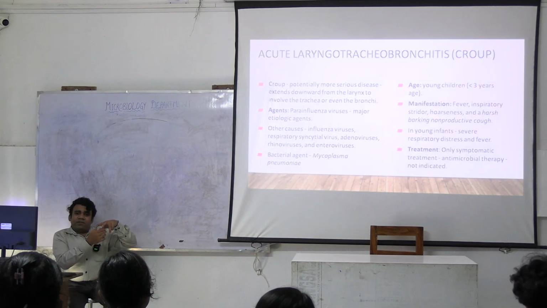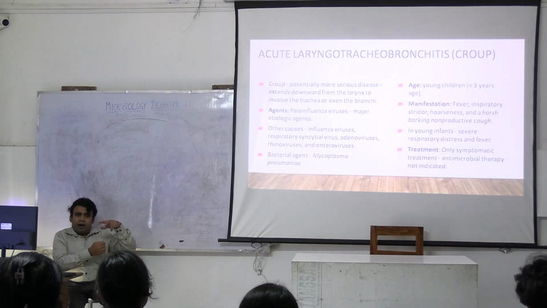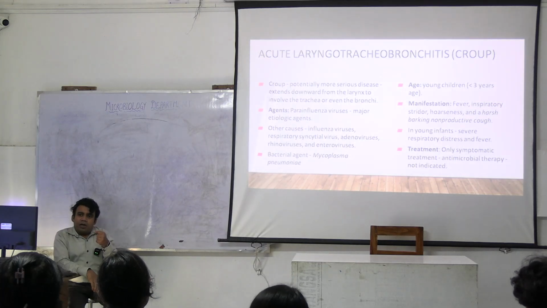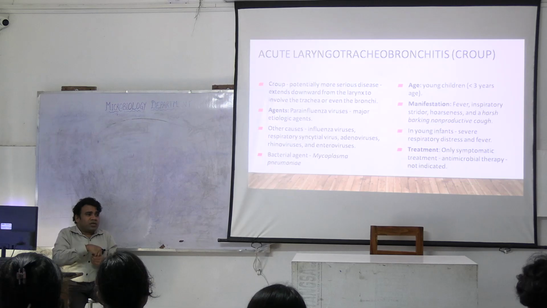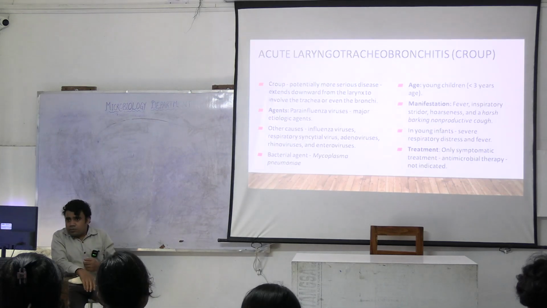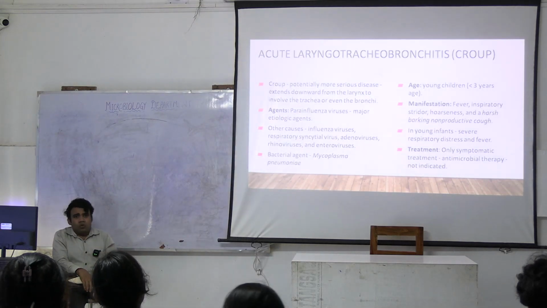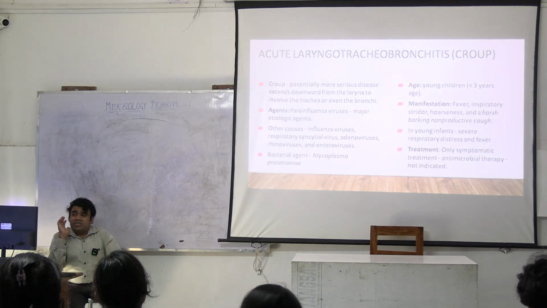However, if the inflammation continues below the larynx into the trachea and the bronchi, what will happen? There will be constriction of the tracheobronchial area. Whenever there is constriction, there will be reduction in the amount of air which can come in and go out. That means the patient may have a respiratory compromise. That is called croup. Hence, it is a potentially very, very serious disease.